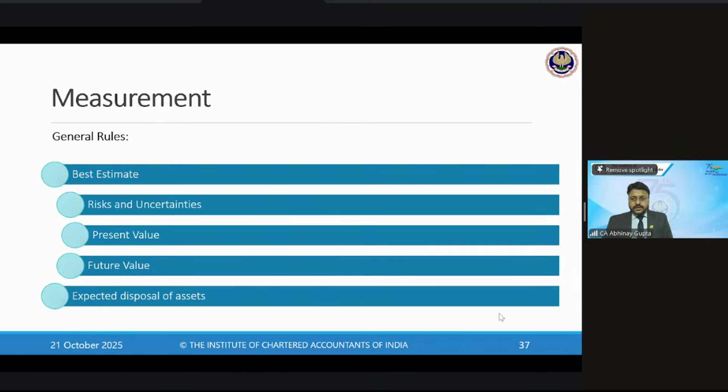So I think it's 10 o'clock, 10:05. Let's wind up the session for today. And we have discussed all the three concepts supported by various practical questions. I hope the concepts were clear to you. In the next session, we will talk about the measurement rules, how the provisions are measured, right? How they will be accounted for, right? What are the measurement rules, and what all disclosures around the provisions, contingent liabilities, and contingent assets need to be disclosed, and we will do some numericals.